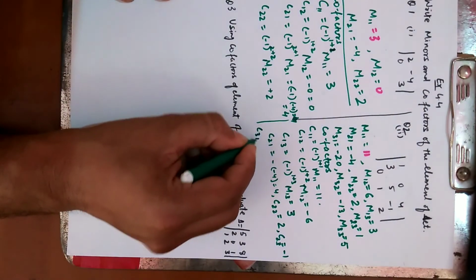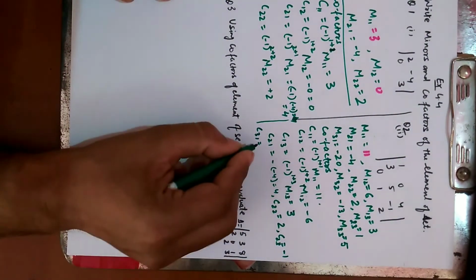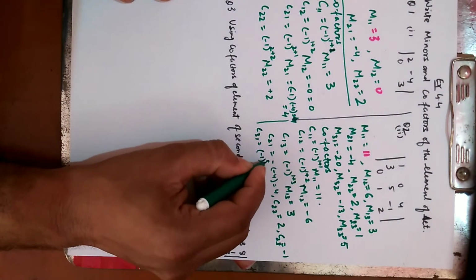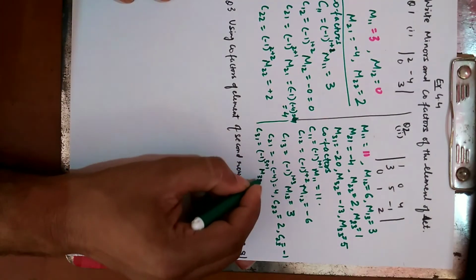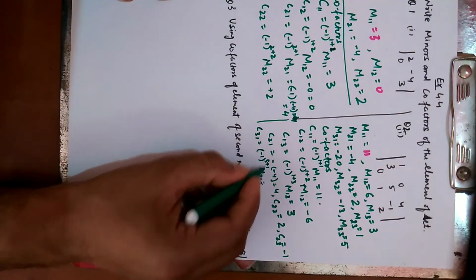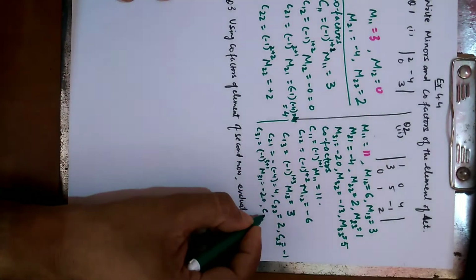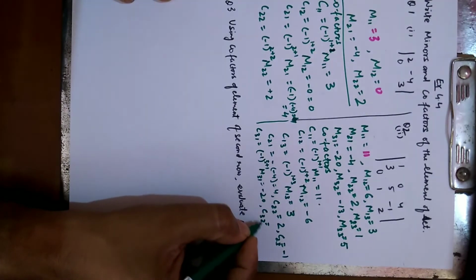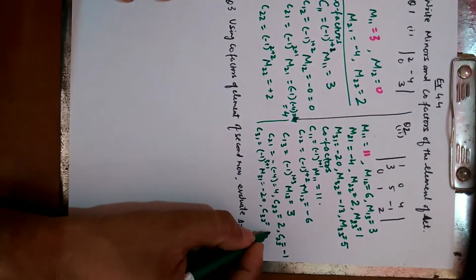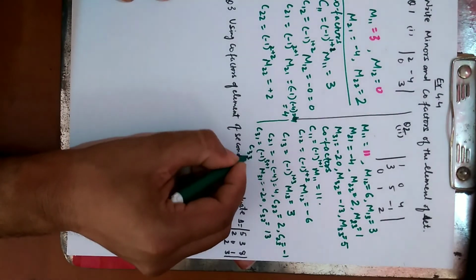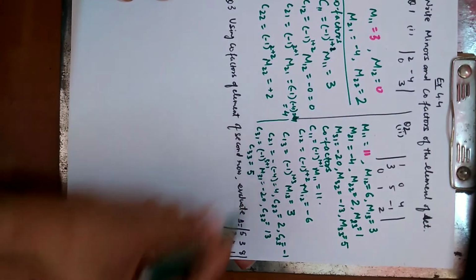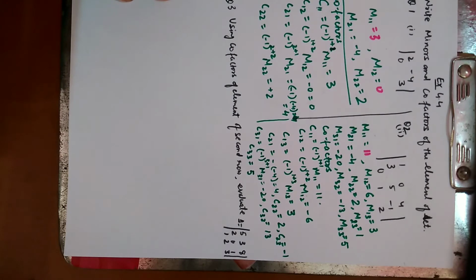Come to C31. Is C31 negative position or positive position? 3 plus 1 is positive, so I am just writing minus 1 to the power 3 plus 1, and this is M31. M31 is minus 20, so this becomes minus 20. Now C32. C32 is negative because 3 plus 2 is odd. M32 is minus 13, so it becomes plus 13. Last is C33. This is positive because 3 plus 3 is even, and M33 is 5, so it remains 5. So we have found all the cofactors and minors of this determinant.